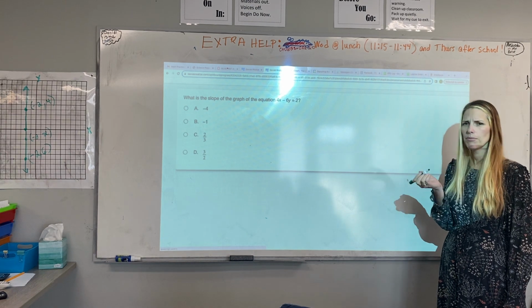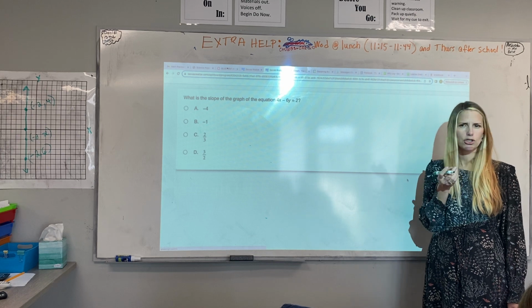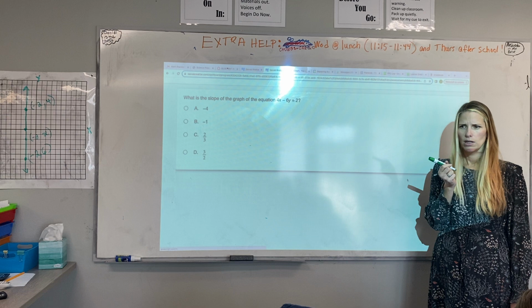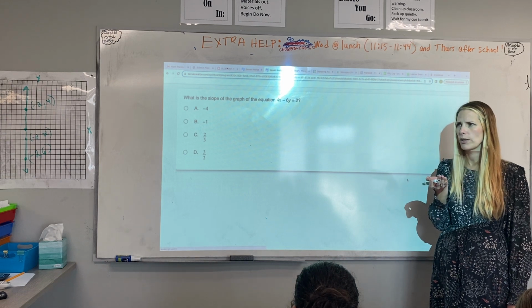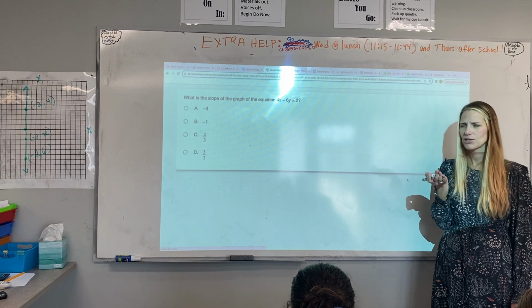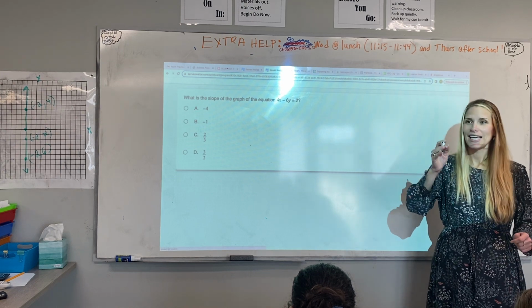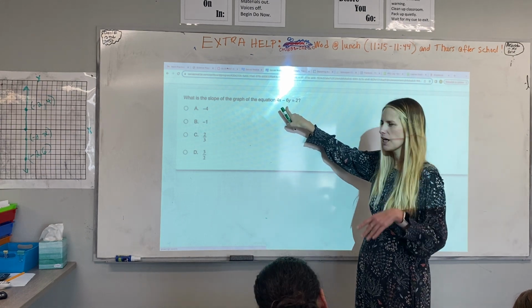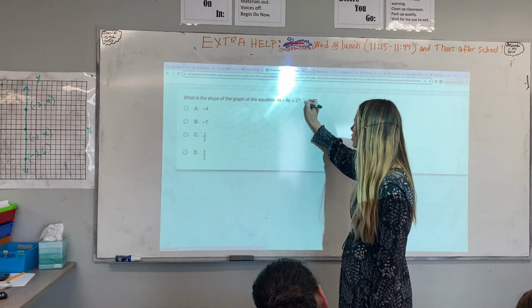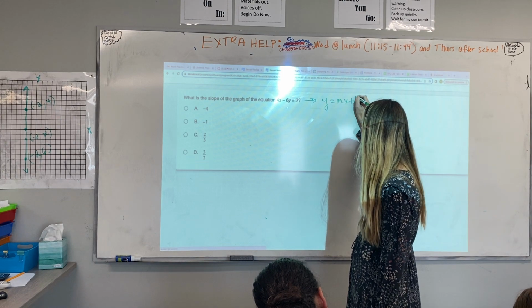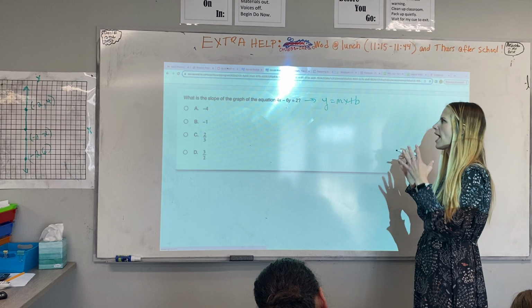Is that correct? Does anybody feel like if we used a certain form of the equation, then it would be easier to see the slope? Is there a certain form of the linear equation? It might even be in the title of the form. Slope intercept form. If we take this, which is in standard form, ew, standard form, yucky, we want to turn that into slope intercept form. We would do y equals mx plus b. But we have to rearrange everything.